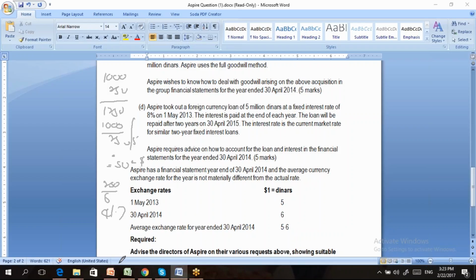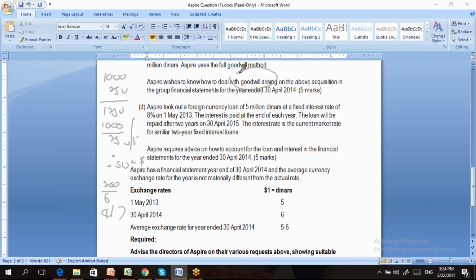There's another component, but they have not asked us and they have not given us information. They say we should know how to deal with goodwill. But you remember in IAS 21, it's not only the goodwill we have to deal with, it is the retranslation of net assets. Any gains or losses arising should also be treated in the other components of equity. We cannot calculate that here. They have not given any details.